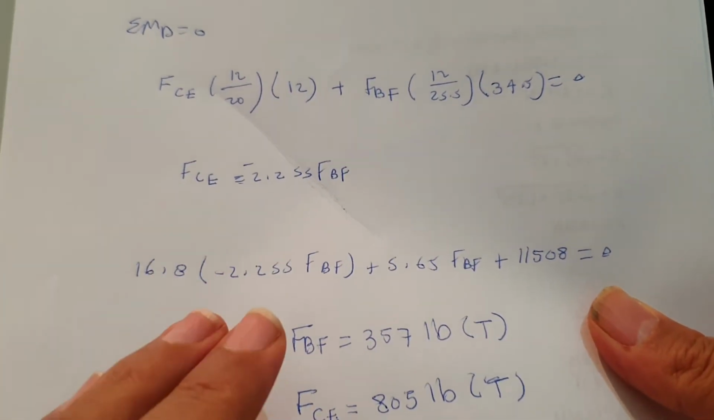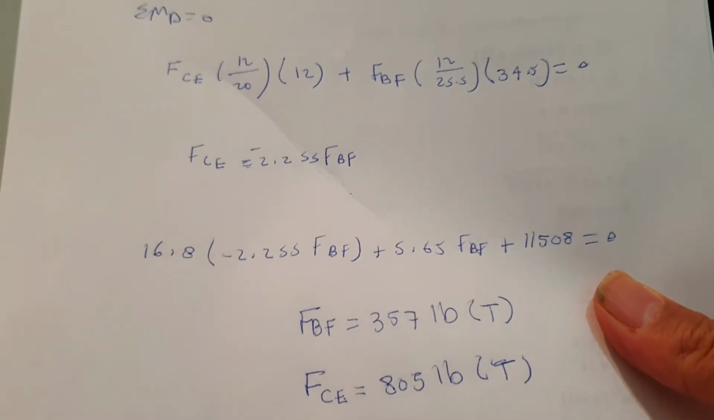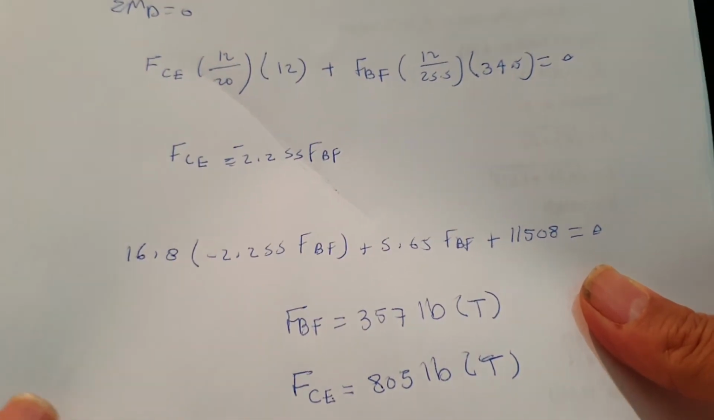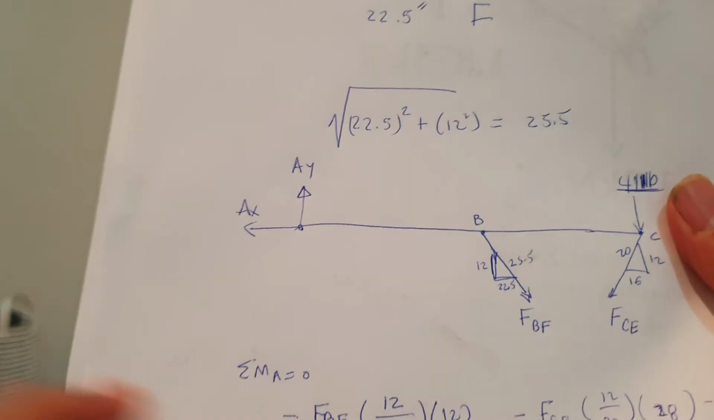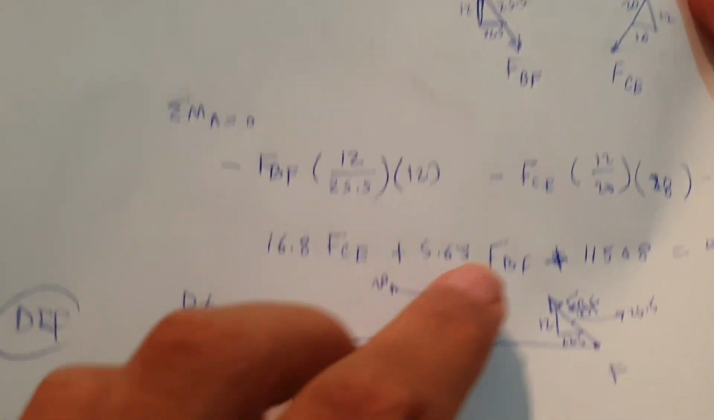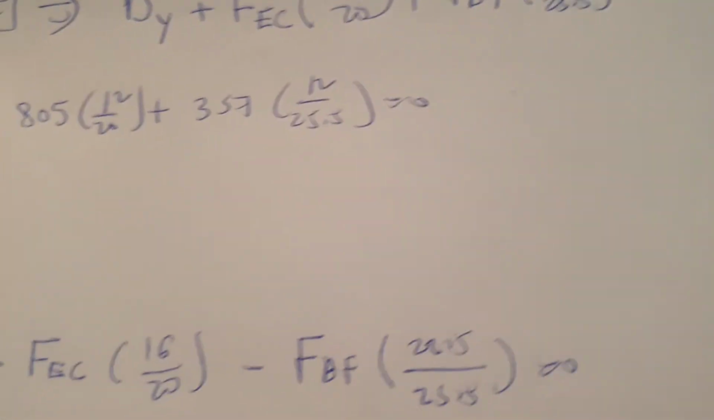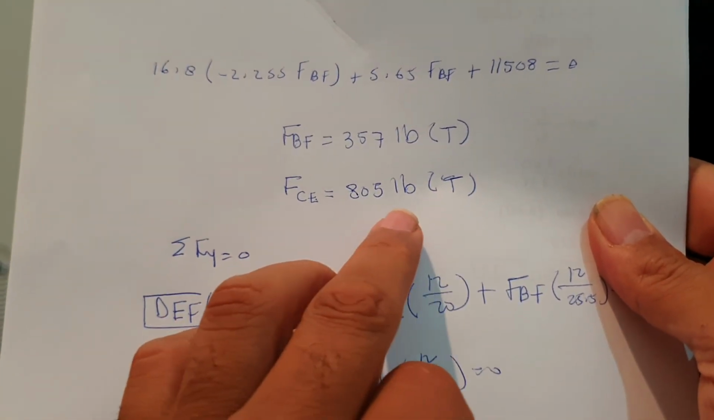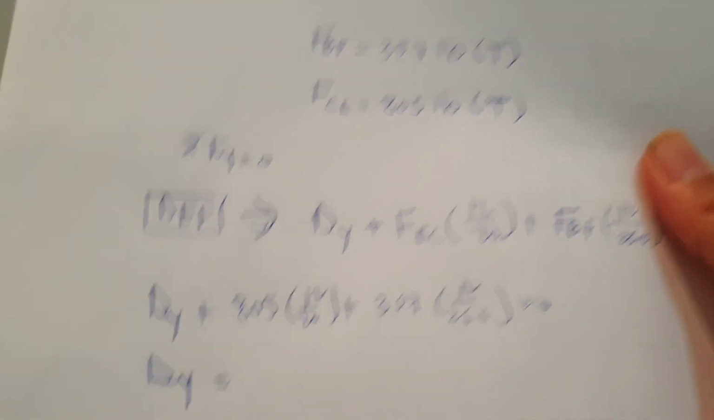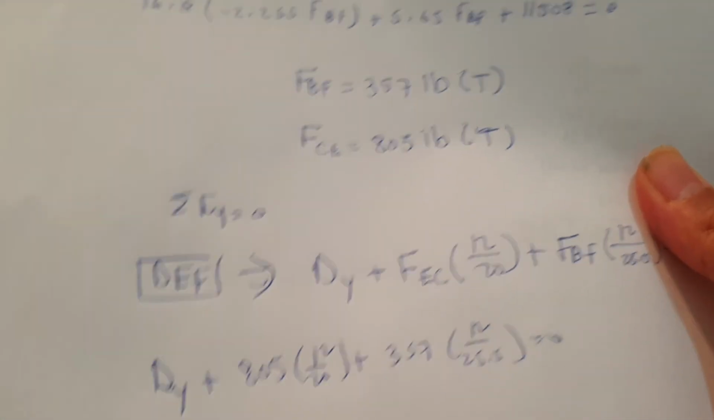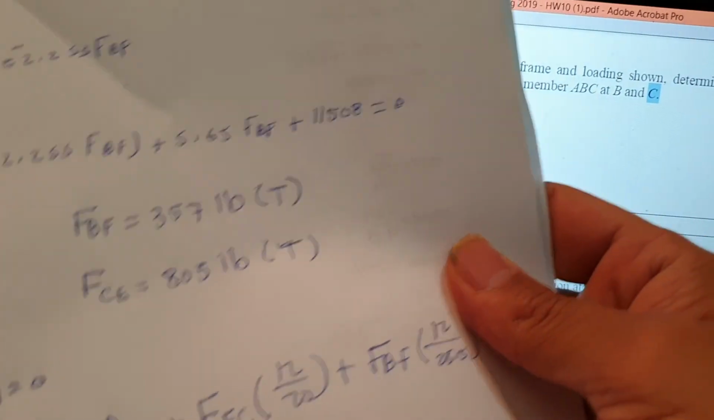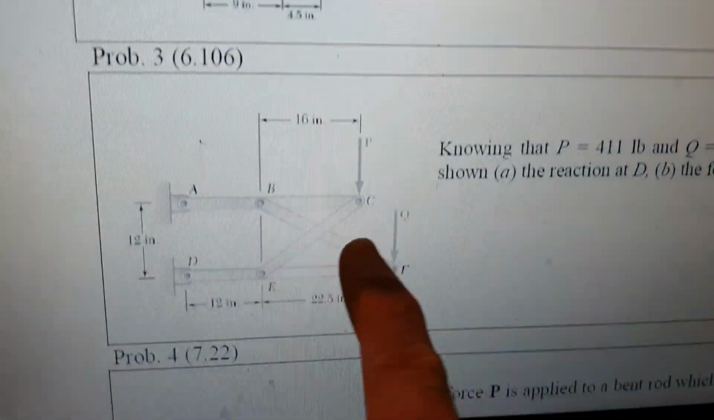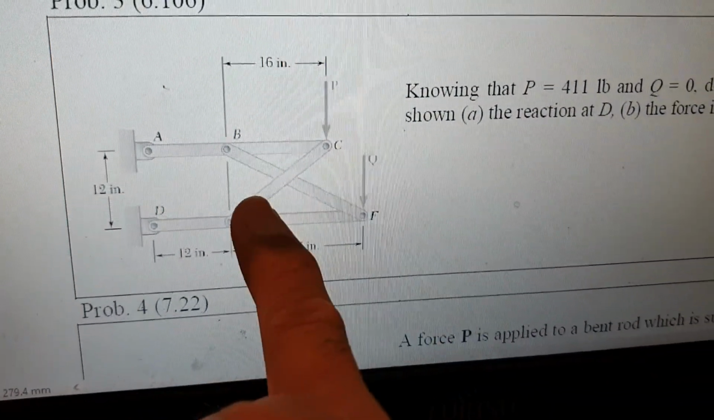Now we have two unknowns, two equations. We plug in FCE equal to minus 2.25 FBF here, and you could find FBF. So you'll end up with FBF equal to 357 as tension, and FCE is 805 pounds tension. Now once we found this, we found FBF and we found FCE.